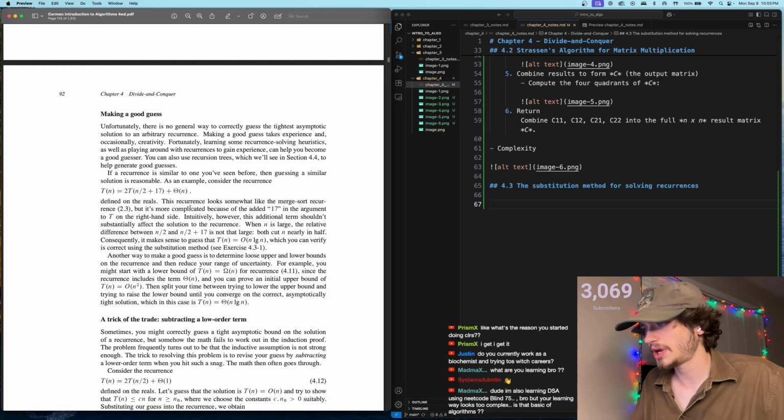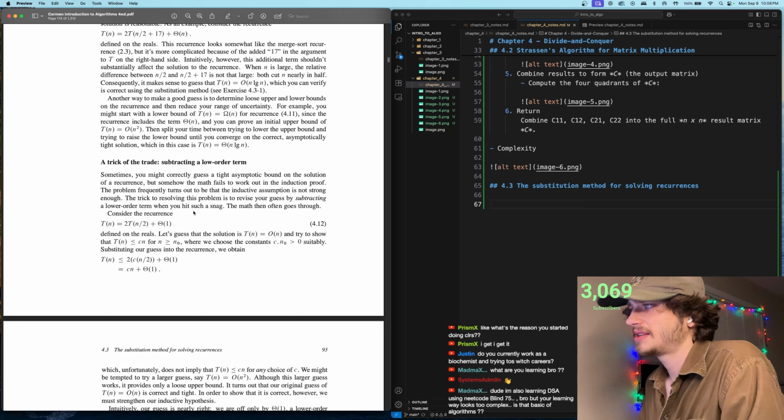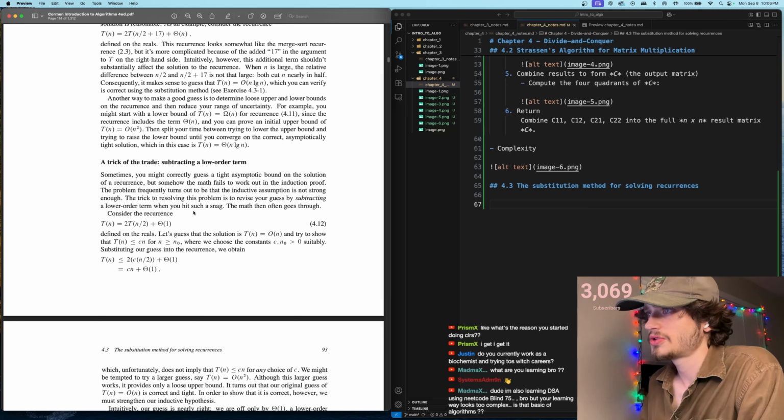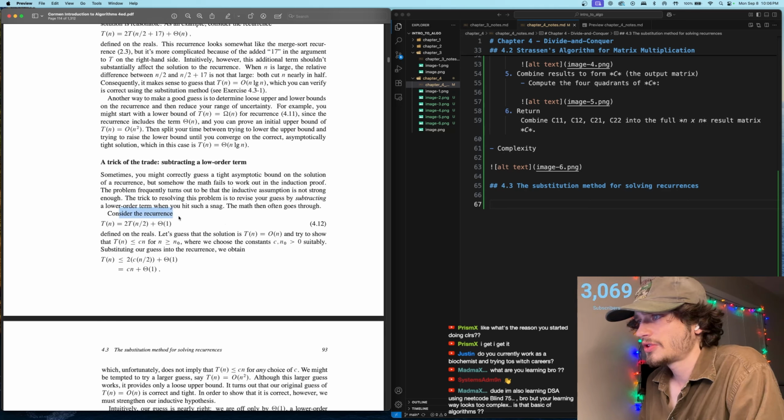A trick of the trade: subtracting a low order term. Sometimes you might correctly guess a tight asymptotic bound on the solution of a recurrence, but somehow the math fails to work out in the induction proof. The problem frequently turns out to be that the inductive assumption is not strong enough. The trick to resolving this problem is to revise your guess by subtracting a lower order term when you hit such a snag. The math then often goes through. Consider the recurrence T of n equals 2 times T of n over 2 plus theta of 1.